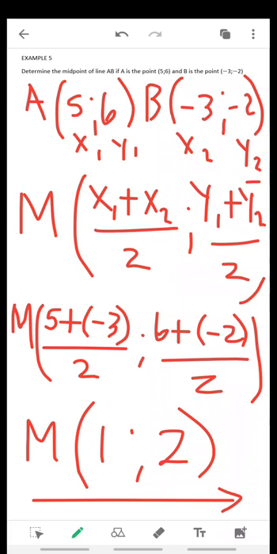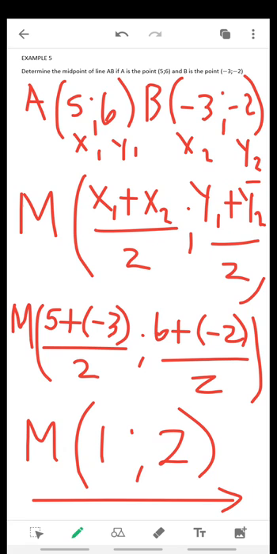Grade 10, what is the first thing that we do? We write down A and B so that we can allocate them: x1, y1, x2, y2. So my A takes x1, y1, B takes x2, y2. Then because I'm finding the midpoint of line AB, what do I write? I write down my formula or the method. Big M, open your bracket, x1 plus x2 over 2, y1 plus y2 over 2, then substitute.